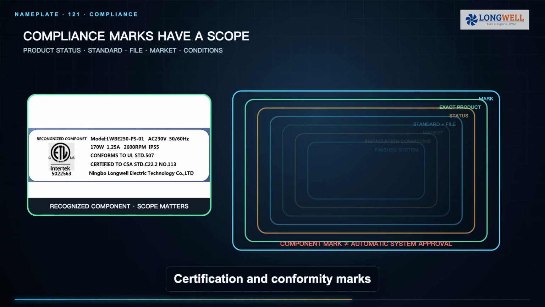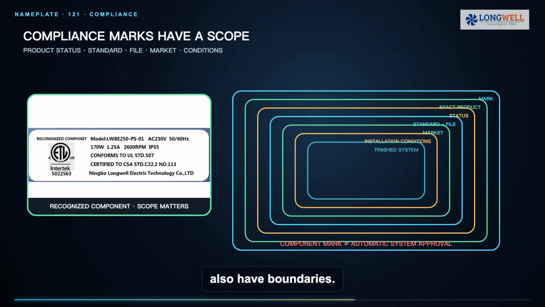Certification and conformity marks also have boundaries. Read the mark together with the exact product identity, recognized component or end product status, standard, file or listing number, market, and installation conditions. A component mark does not automatically certify the finished fan system, controller combination, enclosure, or field installation. A familiar logo without traceable scope is not an engineering acceptance criterion.